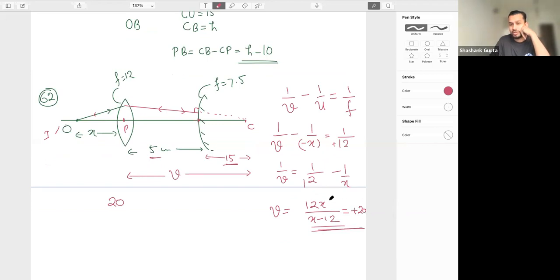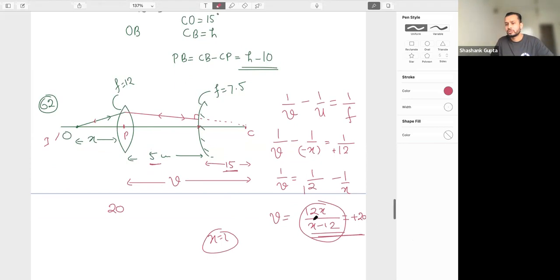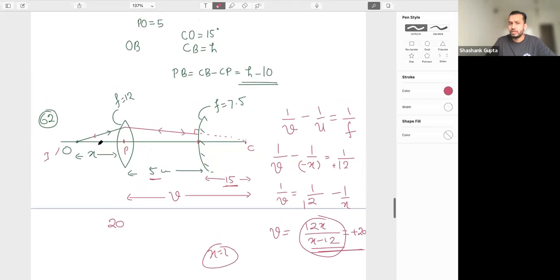So can I say, if this value becomes equal to 20, then whatever the value of x we get from this, I'll get the answer. How did I approach this question? Mathematically, this is what I did.